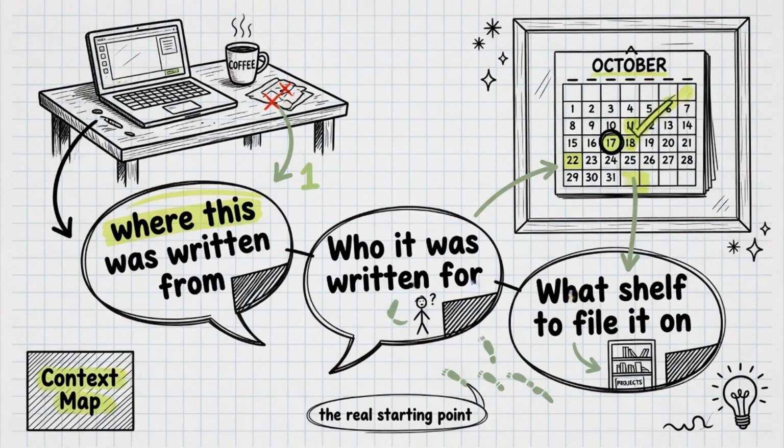Before the structure comes the weather. Where was this post written from? Who was it written for? The audience isn't generic copy fans. It's someone with a specific page in front of them looking for a specific fix. The context tells you what shelf to file this read on.